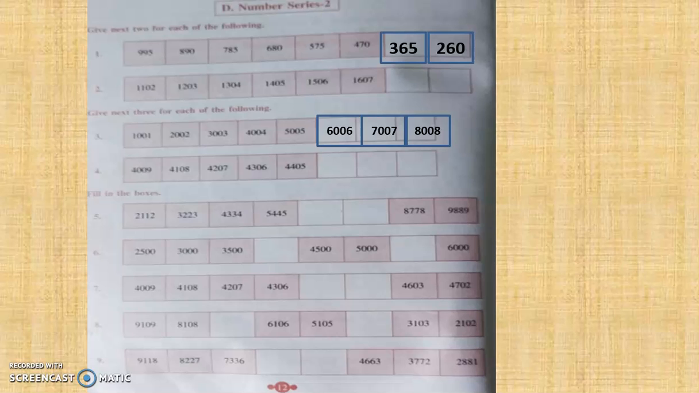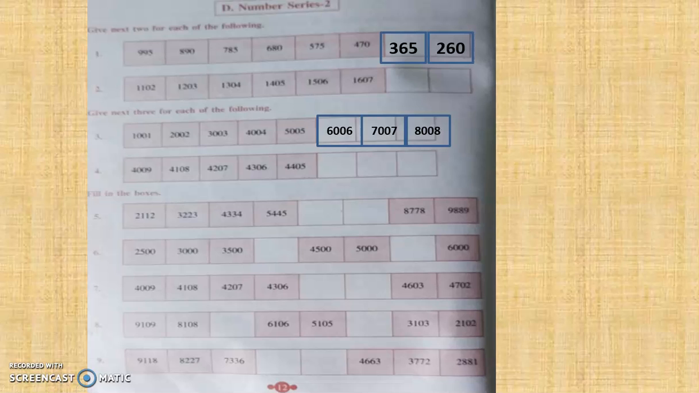It's very clear, right? So the next one, 4009, 4108 is here. That means 9 was here. With this 9, if I am adding 99, then I will get 4108, right? Likewise, if I am adding 99, I will get the next value. So to find out the next three values, I have to add 99 with the 4445.